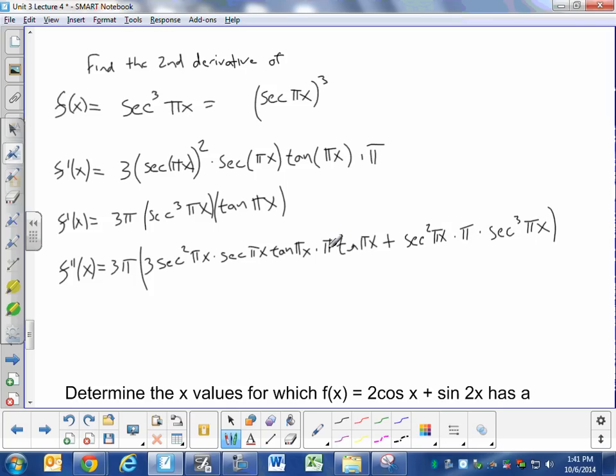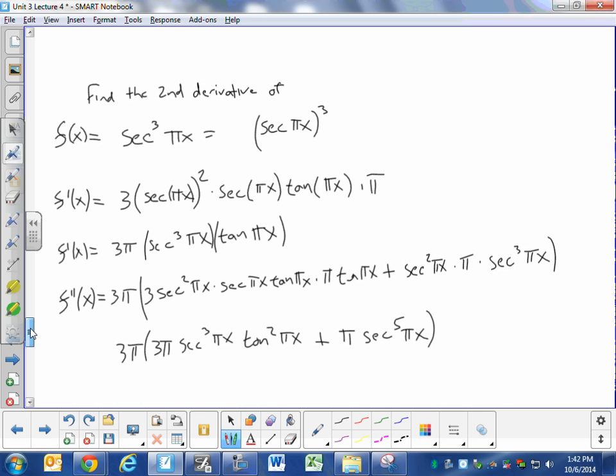I have another 3 pi. I have that third secant. I have 2 tangents, and here I have a pi and 5 secants. And I could probably factor out the secants, but I don't think it would help us that much. Okay? So second derivatives.